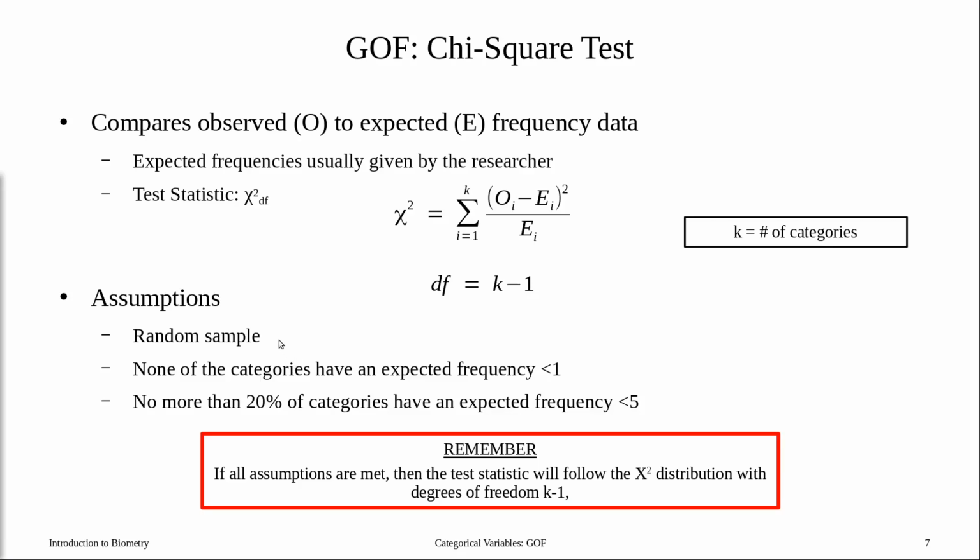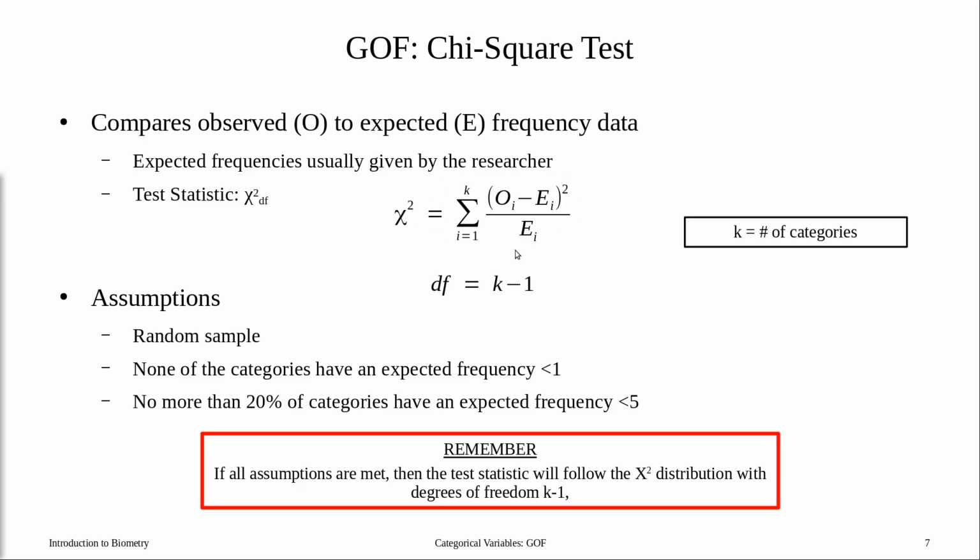We can test these data using a chi-square test and a g-test as well, even though a binomial test would be preferred. So the chi-square test you have been exposed to in previous classes. It's normally calculated by hand. It's easy to calculate by hand, and that's why we often introduce it in the freshman classes. So just as a quick review, again, the chi-square test compares observed to expected frequency data. The expected frequencies are usually generated by the researcher. Our test statistic is a chi-square value, and we calculate it by taking the sum of the observed minus expected, squared, over the expected.